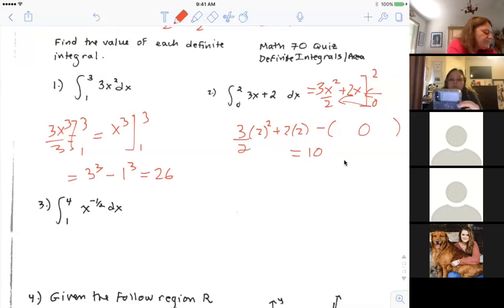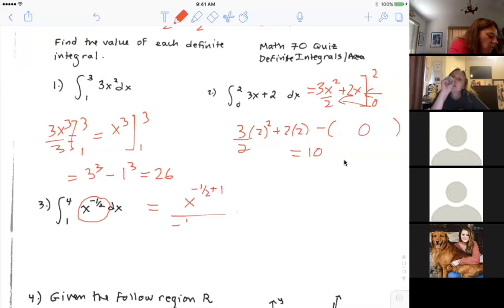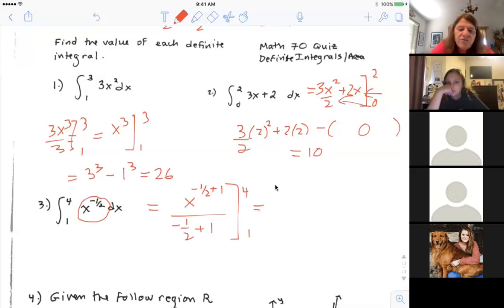Finally, if you do this one, I wanted to do this one because it was a fractional power. We still just add 1. We want to find the antiderivative, it'll be minus a half plus 1 over minus a half plus 1. I'm going to evaluate from 1 to 4, but I need to clean it up before I start putting stuff in, guys. 1 minus a half is a half, so that's x to the 1/2. Minus a half is a half. I'm going from 1 to 4.